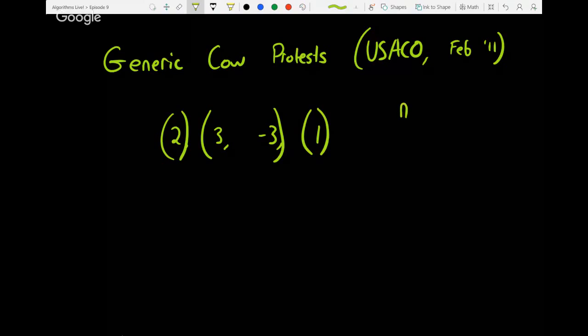So let's take a moment to look at the bounds. The bounds are up to 10 to the 5th. And the values themselves are from negative 10 to the 9th to 10 to the 9th. It could be pretty big.